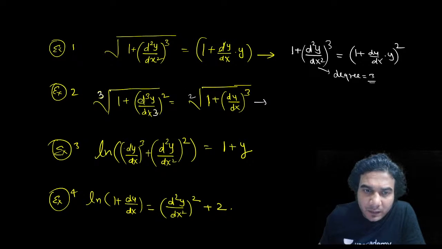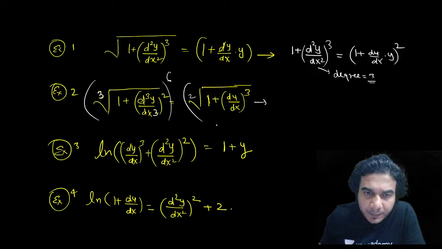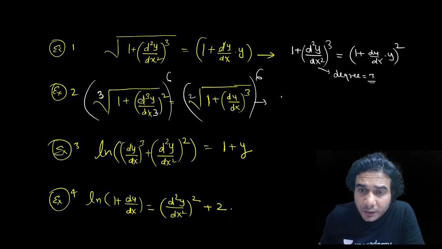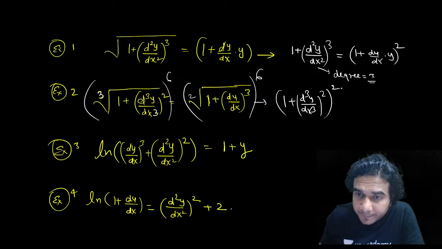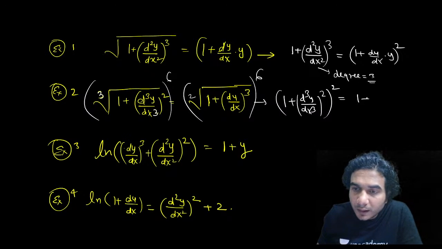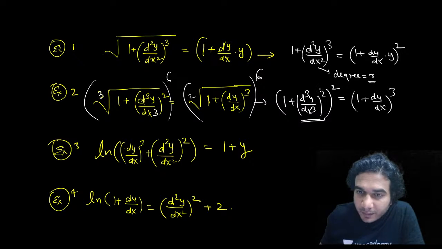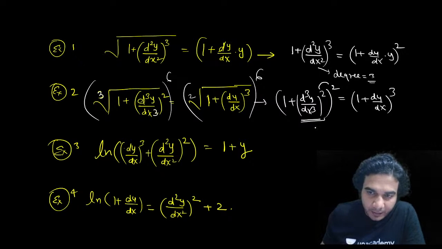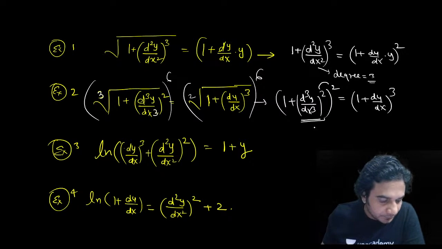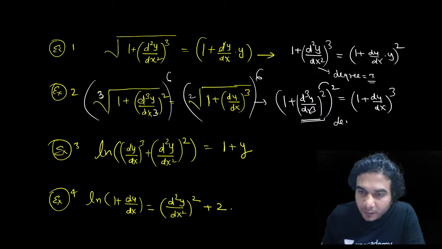So if you put power 6 here and power 6 here, it is going to be 1 plus d3y upon dx3, the whole square, and again the square of this is equal to 1 plus dy by dx whole cube, right? So now you can see if you expand it, this power is going to be 4, 2 into 2, 4. So you'll get a term d3y upon dx3 whole power 4. So degree is 4.